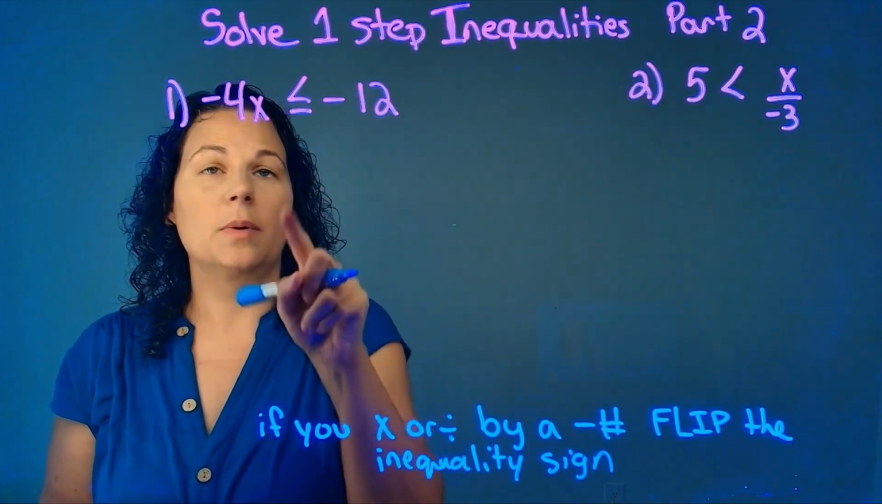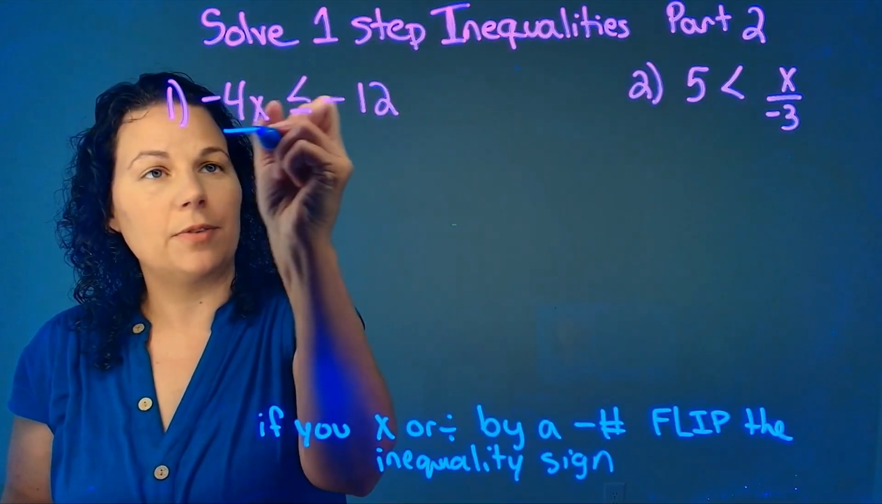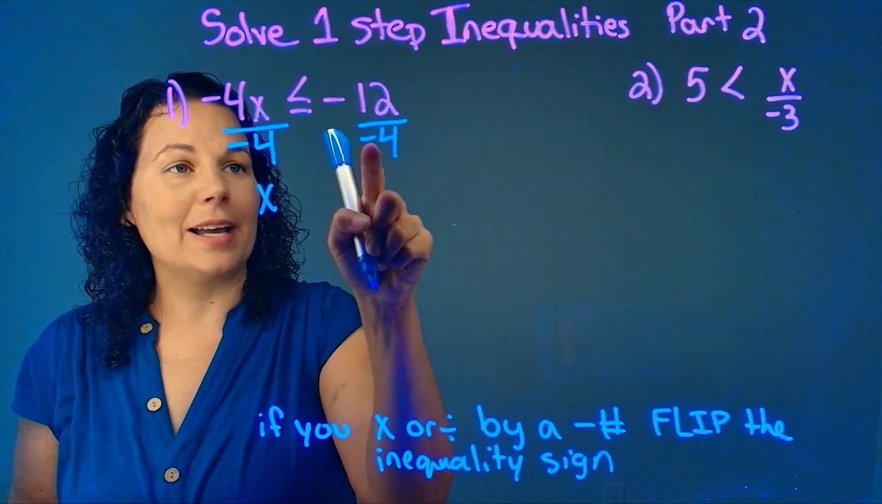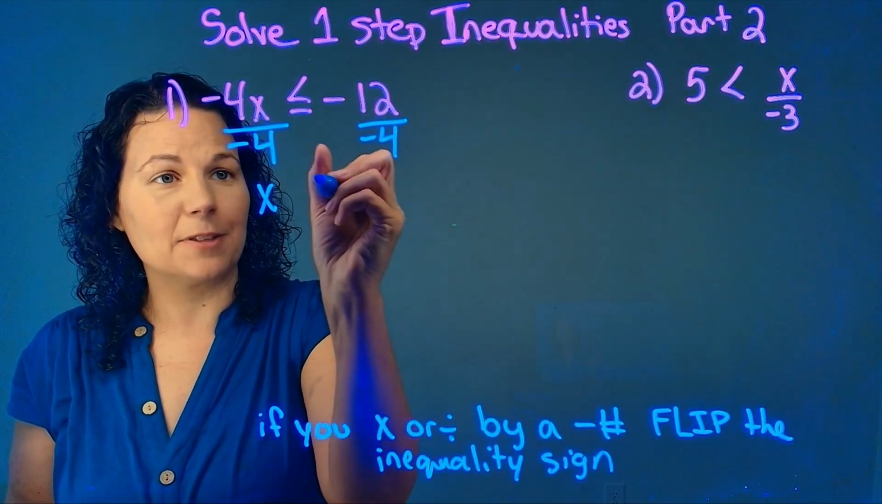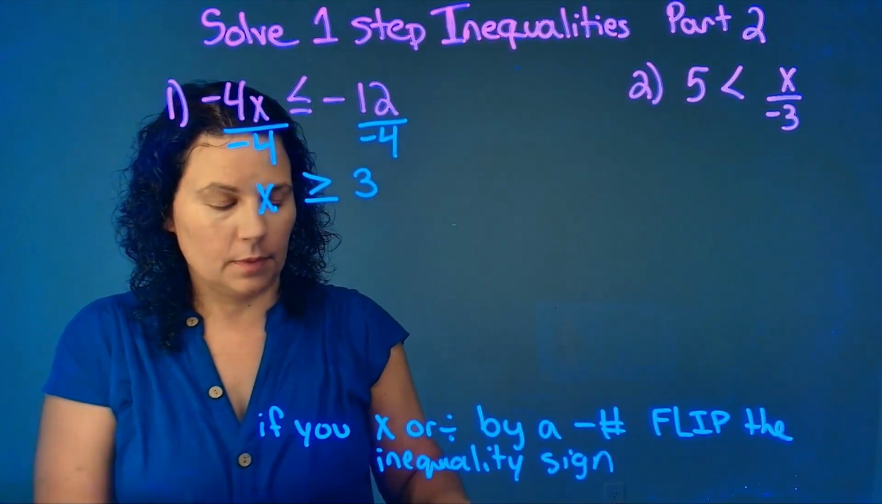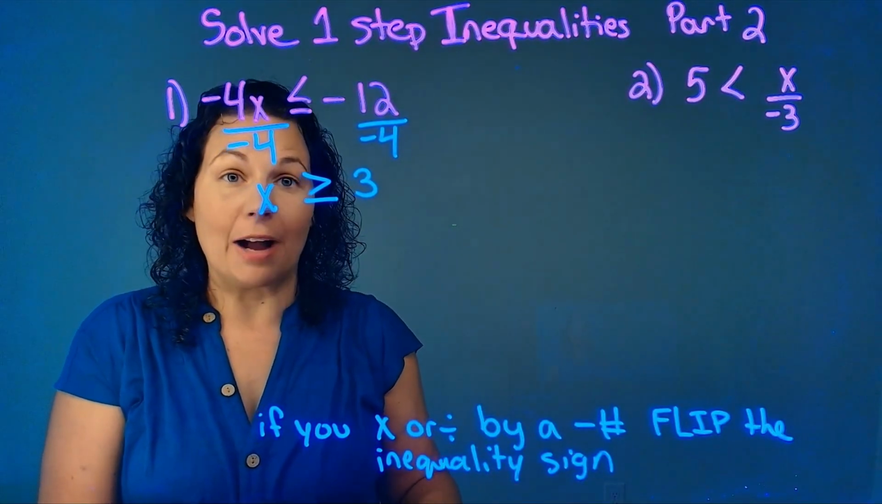Okay, so let's look at this one. Negative 4 times x. We divide by negative 4 to get the x by itself. I divided by a negative. I have to flip this sign over. So it was less than. Now it's going to be greater than. And then I am going to graph it.